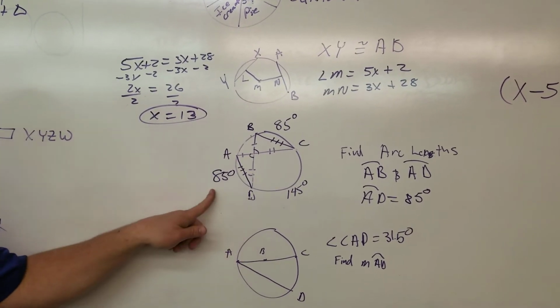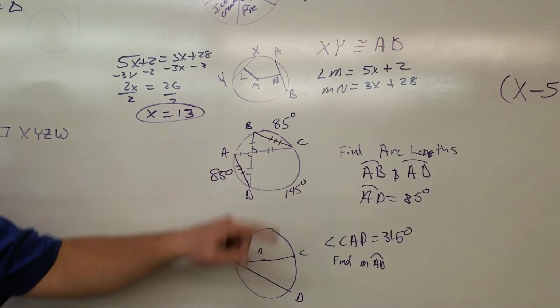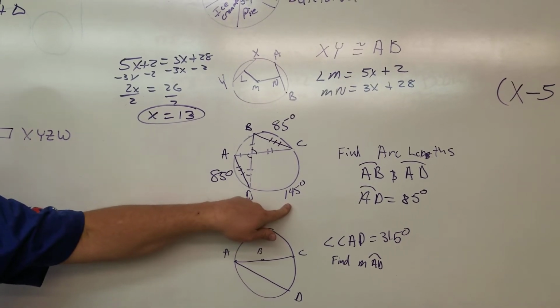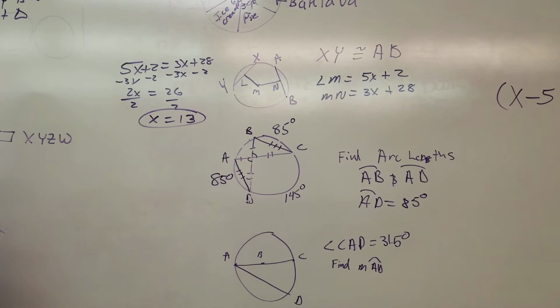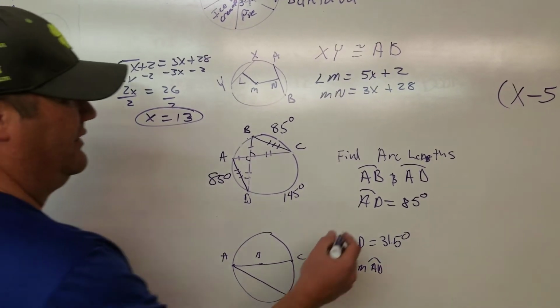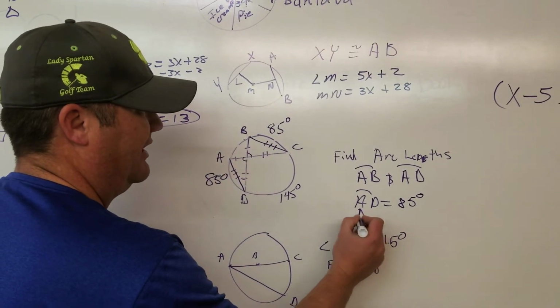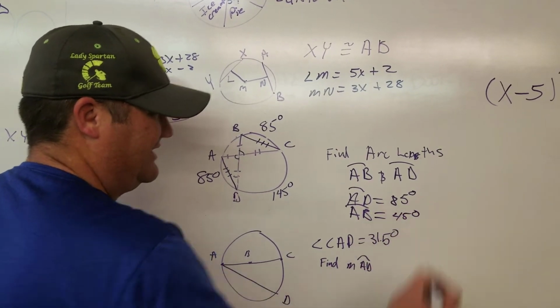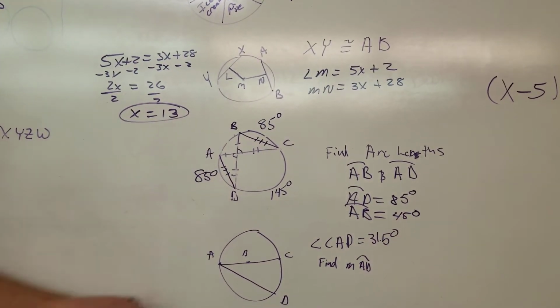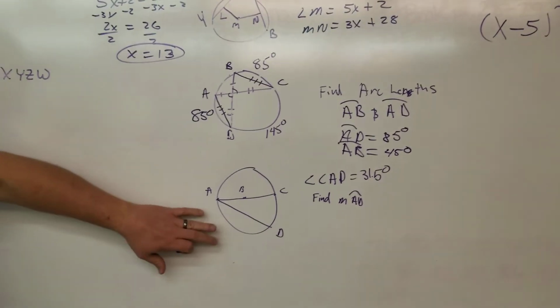So I'm going to add 85 plus 85 plus 145. Add them up and then subtract it from 360 and you get 45. Somebody was ahead of me. All right. So AB, the arc is 45 degrees. Okay. Last one, or not last one, but next one.